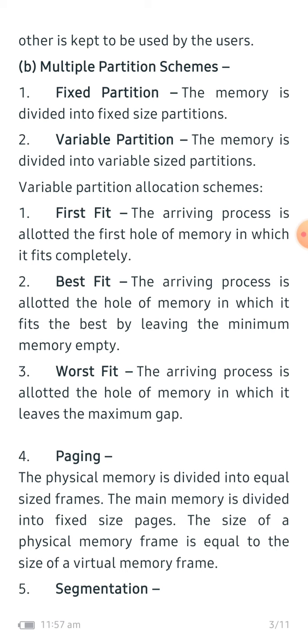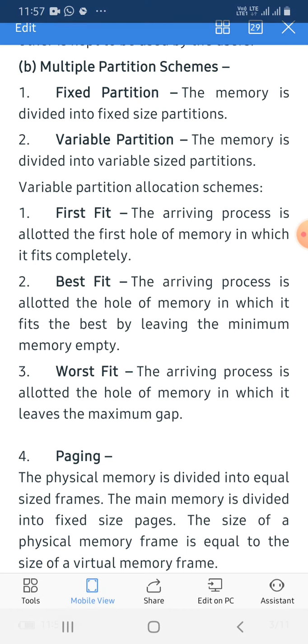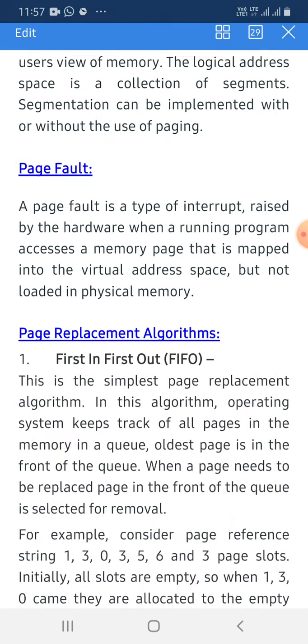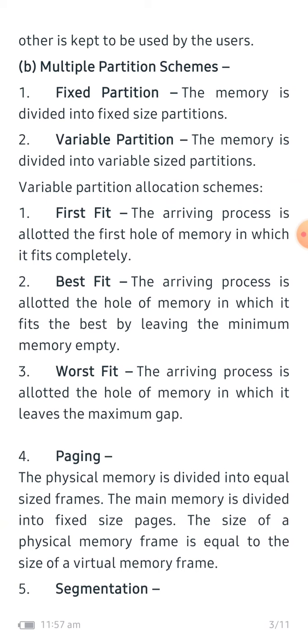Next is variable partition. The memory is divided into variable size partitions. There are 3 variable partition allocation schemes: first fit, best fit and worst fit. Next is paging and segmentation. First fit means the arriving process is allotted the first hole of memory in which it fits completely. That is first fit.